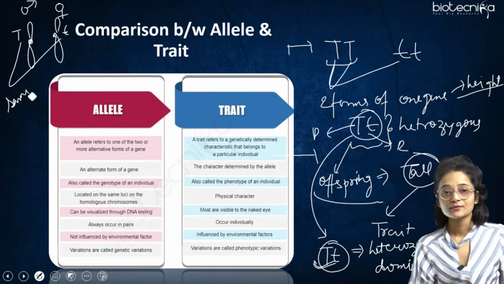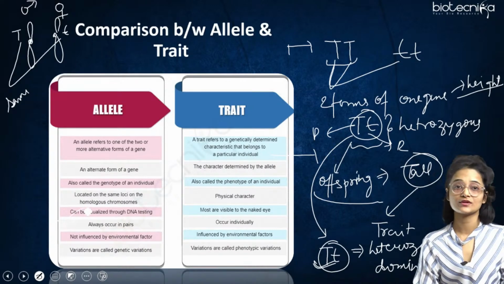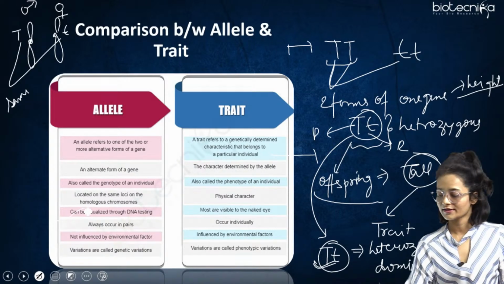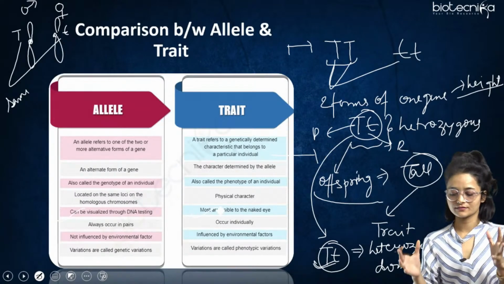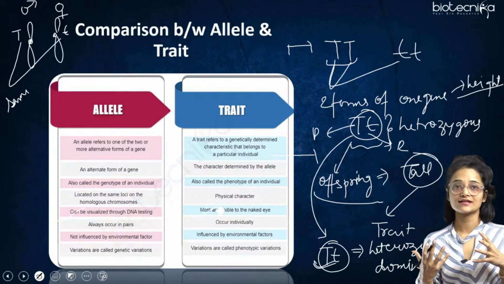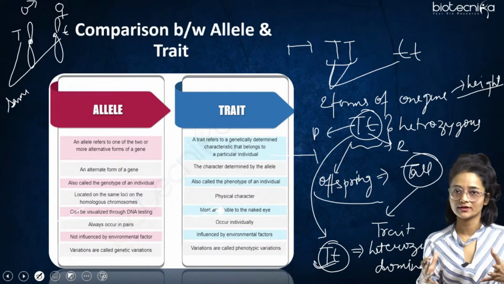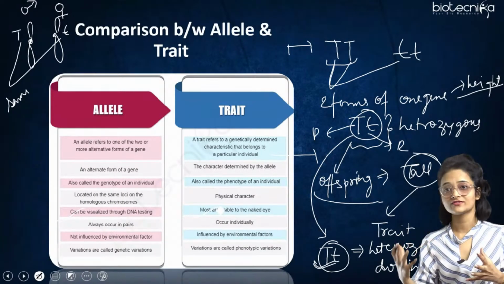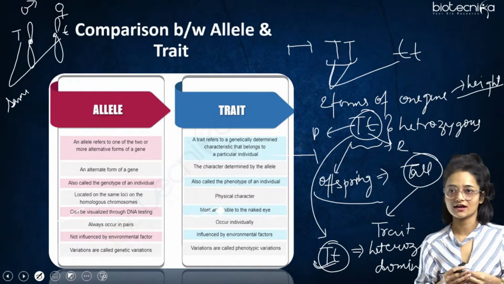Then it says that it can be visualized through DNA testing. These alleles can be visualized through DNA testing, and in case of phenotype, most are visible through our naked eye. So for visualizing the alleles, the genotype, we have to do DNA testing. It is not visible through our naked eye, while the traits or the physical characters of an individual are visible through the naked eye.